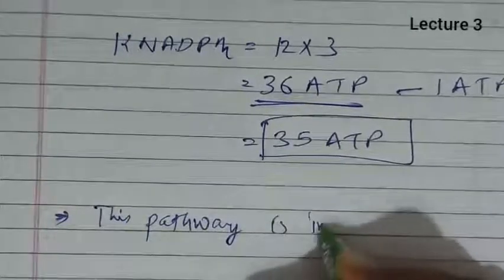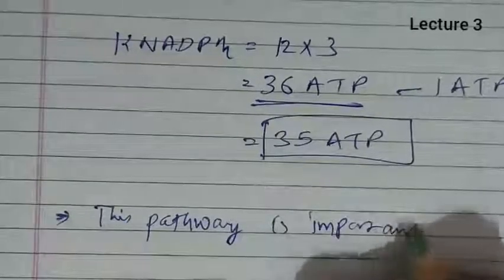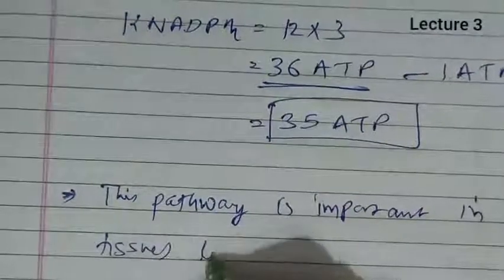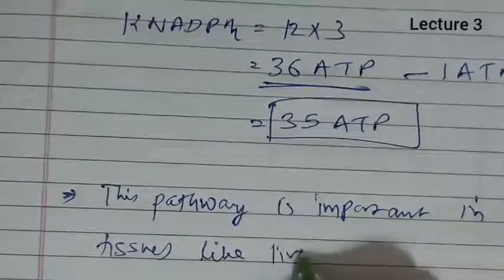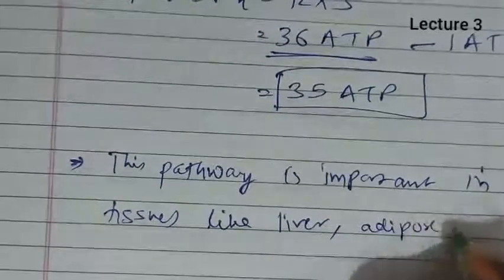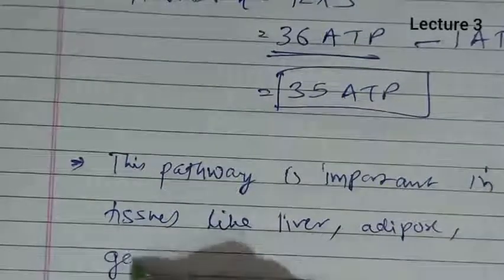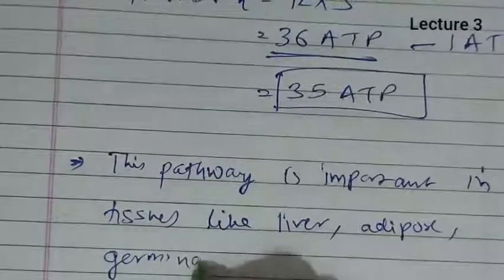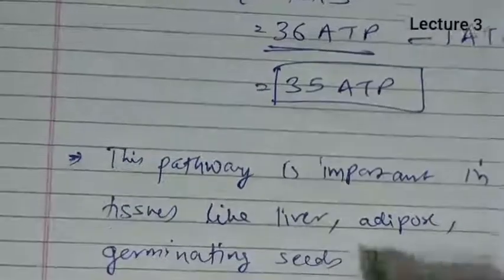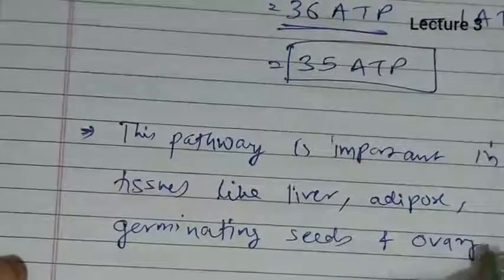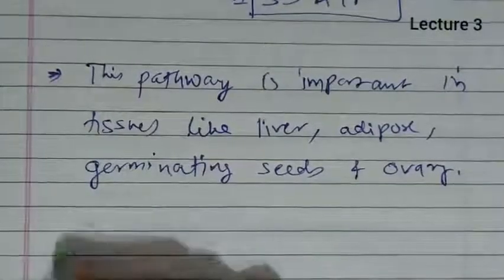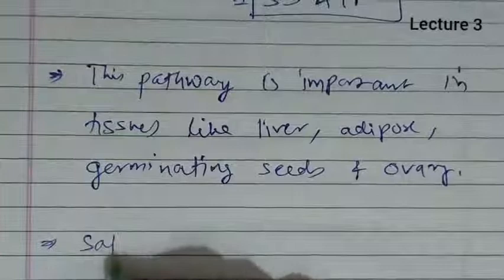is important in tissues like liver, adipose, germinating seeds, and ovary. Okay, and this pathway acts as a safety valve or shunt to EMP.